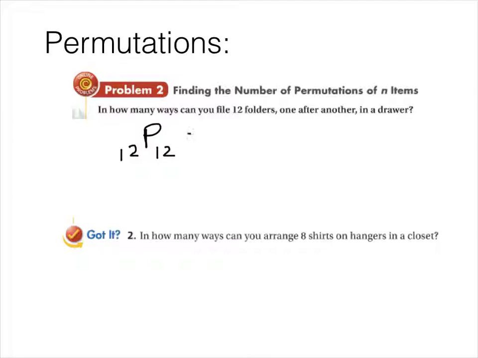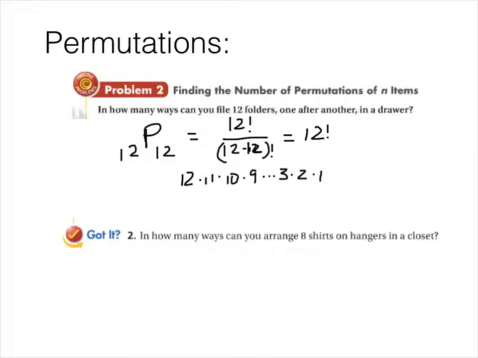If we use the formula, it's going to be 12 factorial over 12 minus 12 factorial. And we learned a few minutes ago here that 0 factorial is equal to 1. So this is 12 factorial over 1, or just 12 factorial. So that means it's 12 times 11 times 10 times 9, all the way down to 3 times 2 times 1. And you can use your calculator for this. I'll show you where to find it on your calculator. It's 479,001,600. That's a lot of ways you can file those folders.